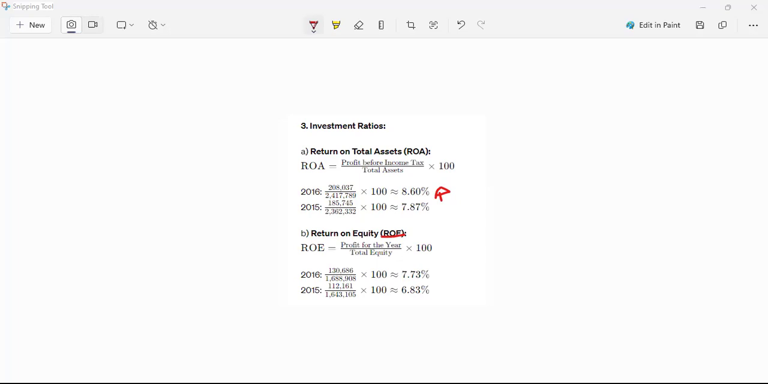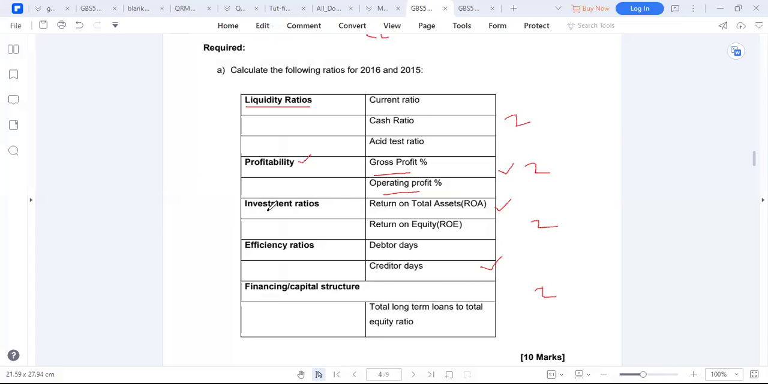Are we together? So we are done with the investment ratios. So now let's go to the efficiency ratios. By the way, there are many efficiency ratios, but he has only selected two for you. Okay.